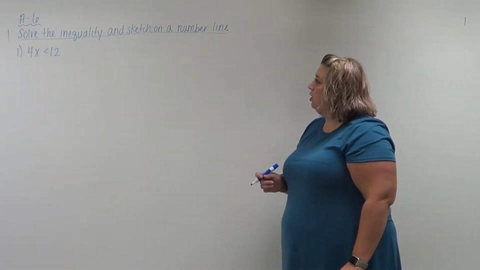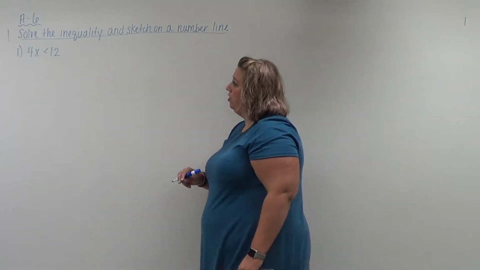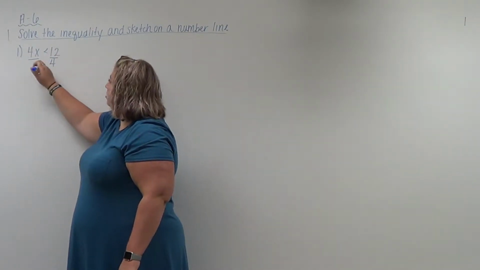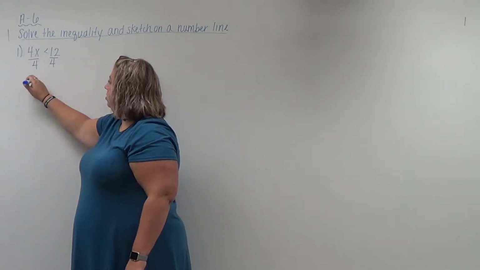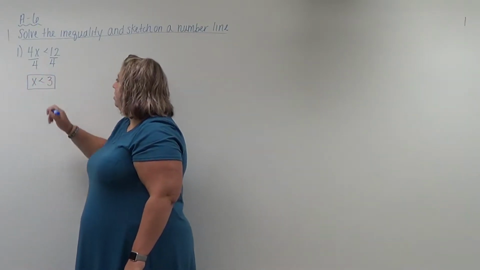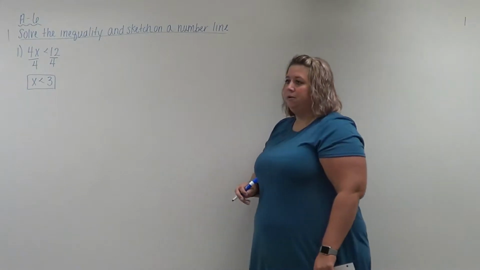When you're solving the inequality, you want to get x by itself. So for this first one, we're going to divide both sides by 4. So I get x is less than 3. Okay, so that's going to be my answer.